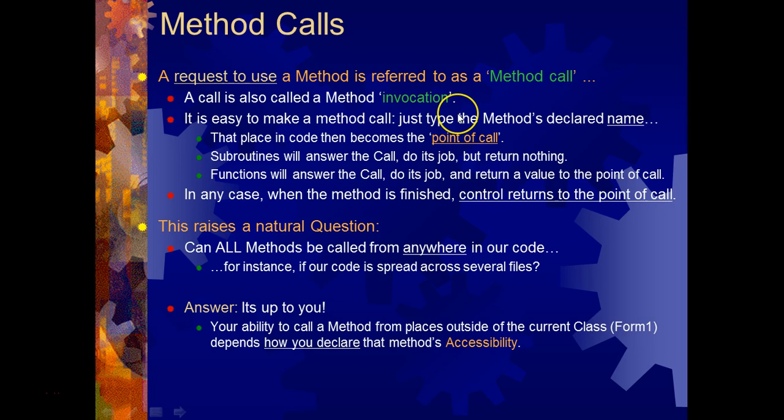So method calls just means using the method. So you use a subroutine or you use a function. Whenever you use it, we say you're calling the function, you're calling the method. Okay, method calls. A request to use a method is referred to as a method call. A call is also called a method invocation.